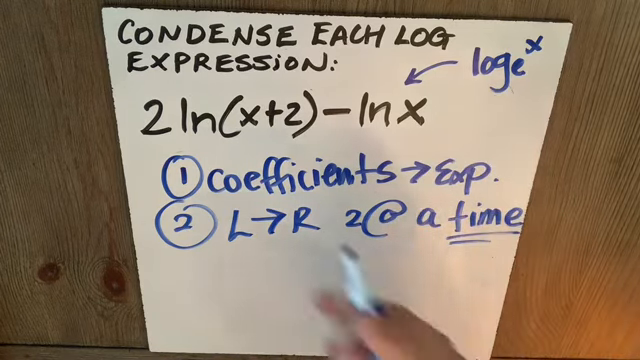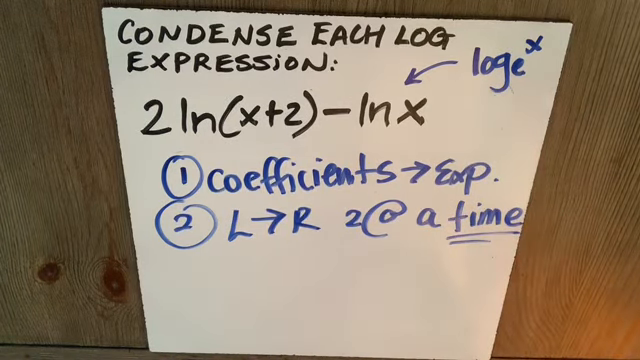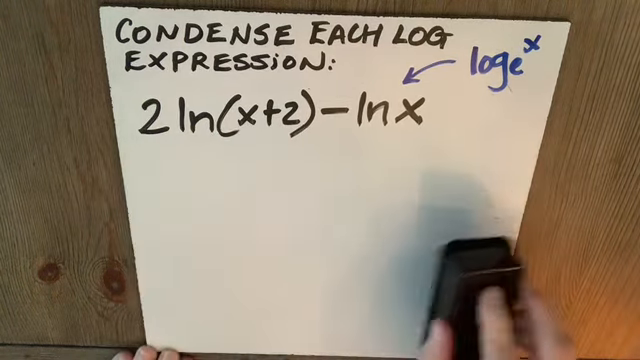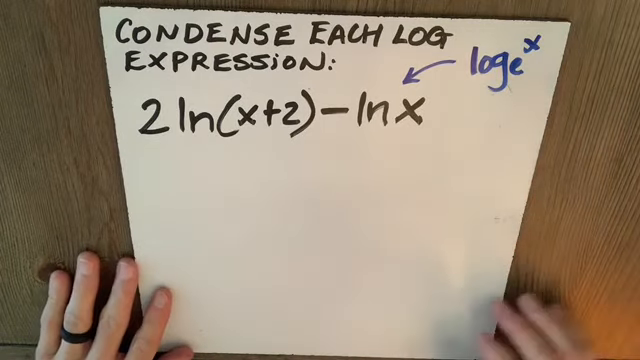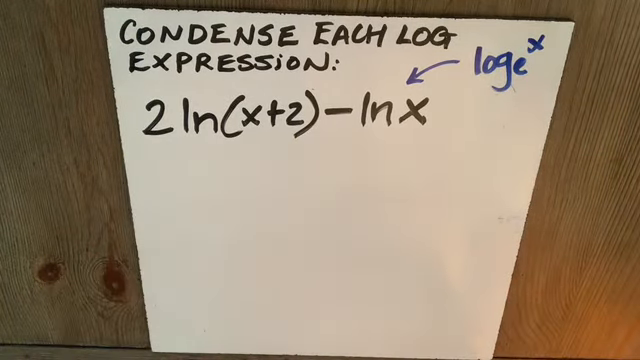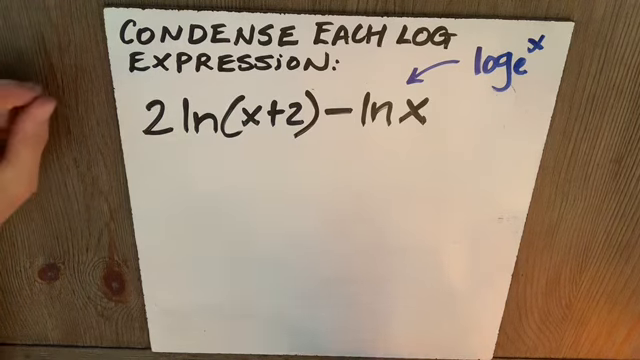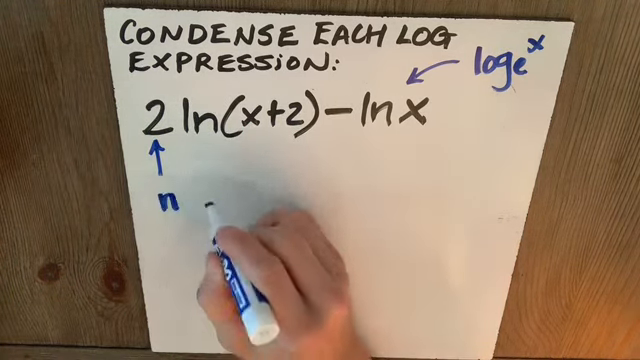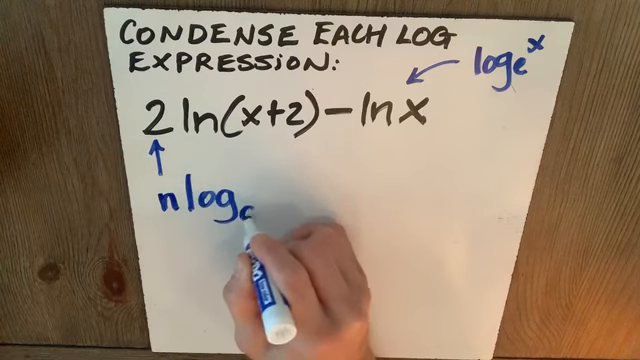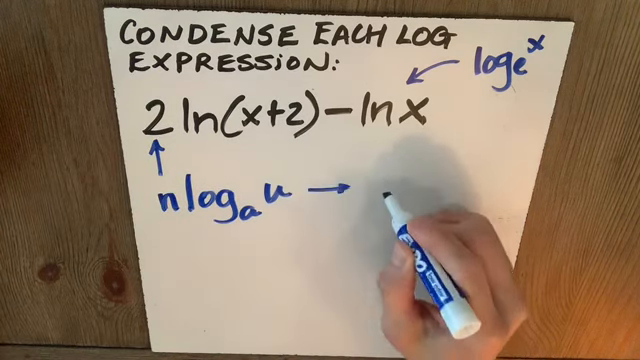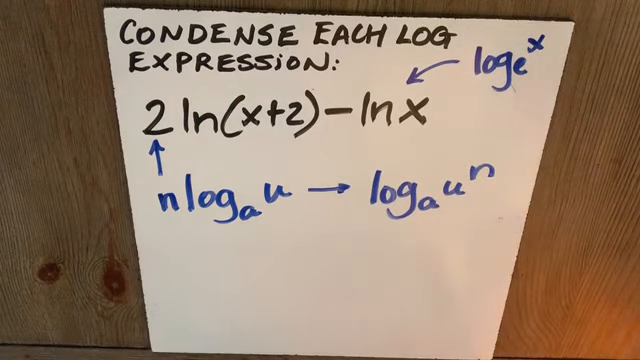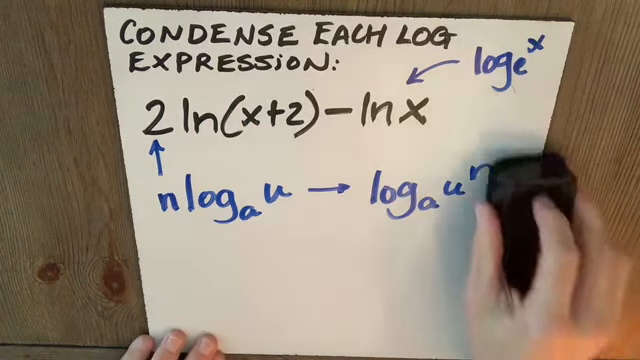Now, there's only two terms here, so that doesn't mean much to us, but I'm going to show you one later that it's going to be critically important for us. If you follow those two rules, you'll be great at this, and then subsequently you'll be great at solving log equations from chapter 3.4. So take care of the exponent first. I'm recognizing this is like n log a u, and I'm going to make that log a u to the n. I'm going to use my power property here.